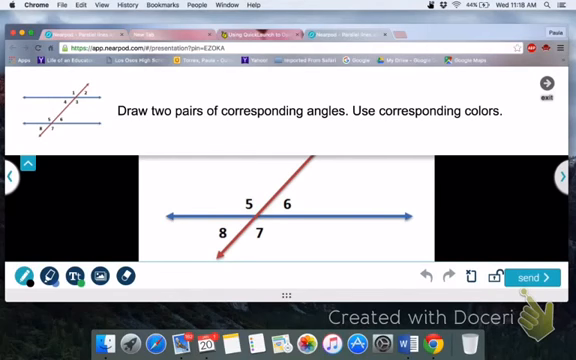Okay, so now I want you in this diagram to draw 2 pairs of corresponding angles, and if you notice, you have some colors down here that you have access to for this screen, and you can also hide the directions so that you'll be able to see the rest of the diagram. So go ahead and draw 2 pairs of corresponding angles. Again, make sure that you use the same color for each pair, so do one pair in one color and the other pair in a different color.